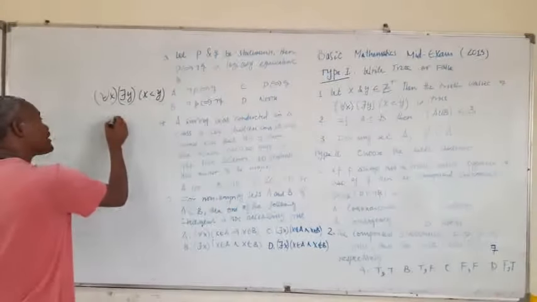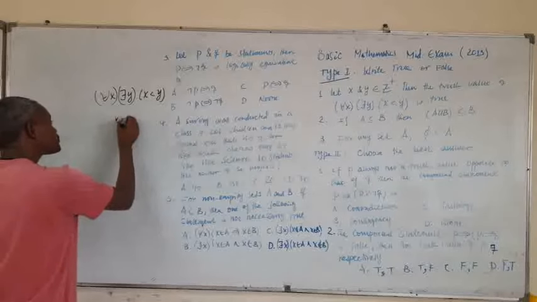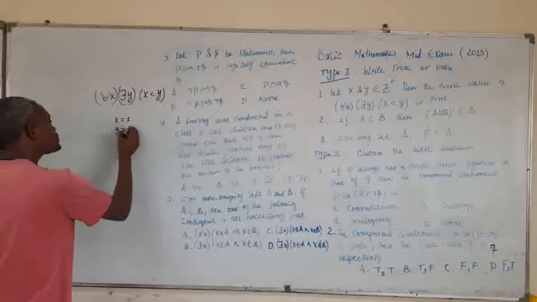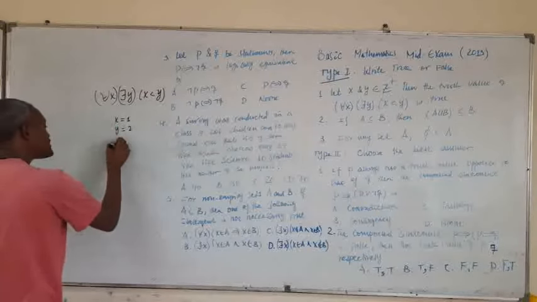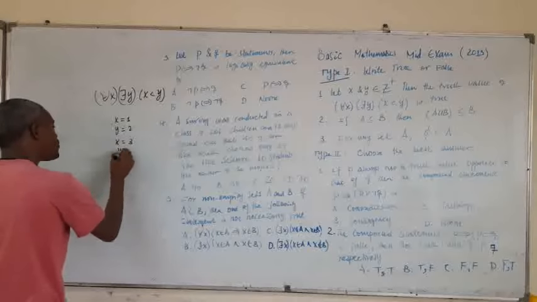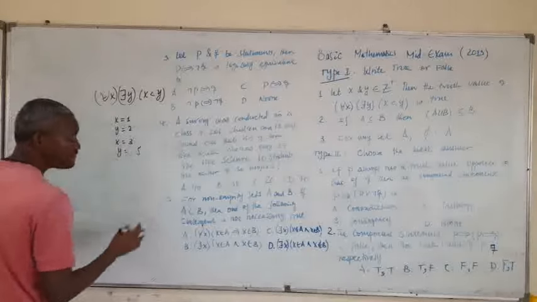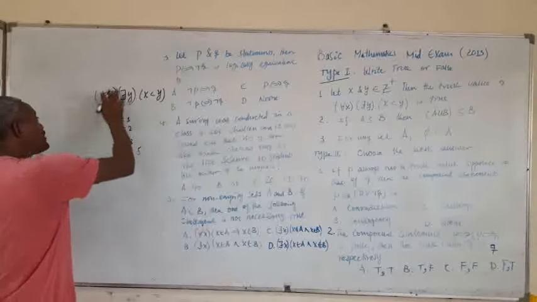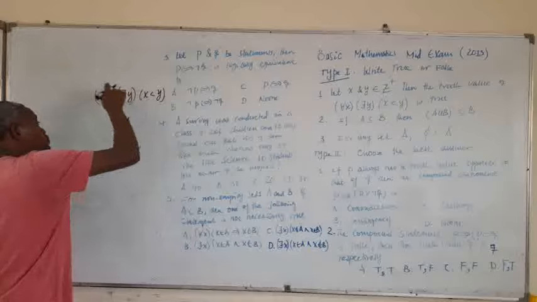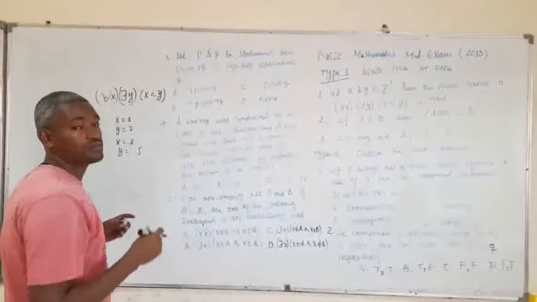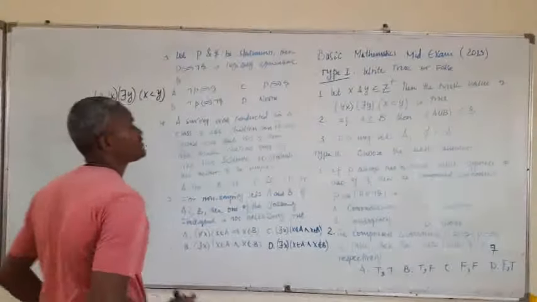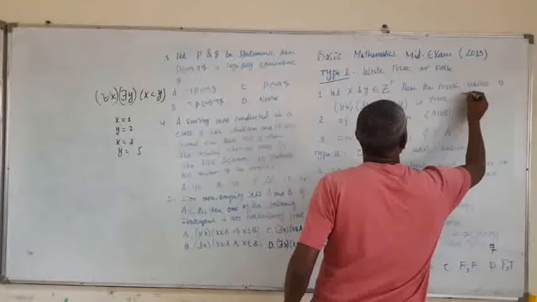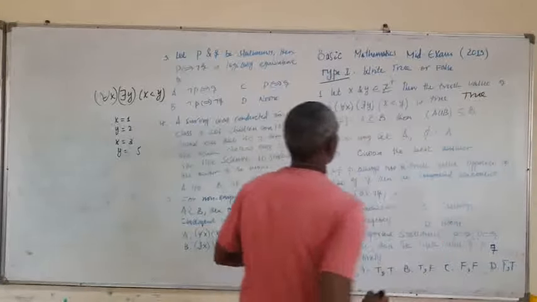Clearly true. For x equal to 1, we can find the corresponding y, which is 2. And for x equal to 3, we can find the corresponding y equal to 5. So for every choice of x, we can find a corresponding y in the set of positive integers such that the statement is true. Therefore, this statement is a true statement.